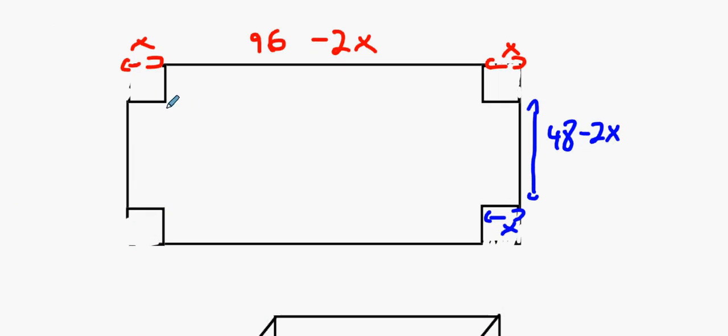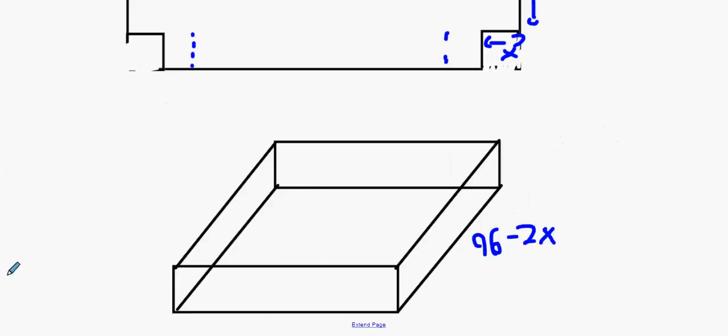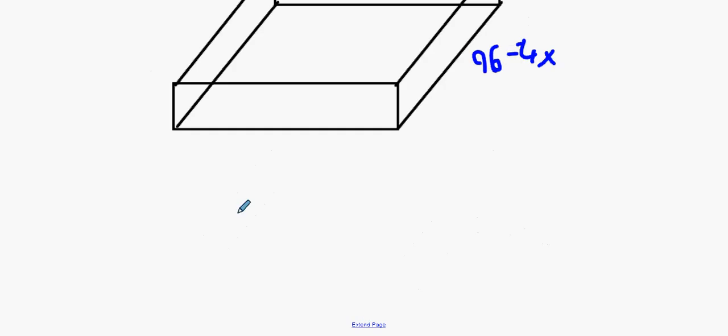So it's another fold again here. So that actually makes it an extra x on either one, which makes that 96 take away 4x. That what you got, Tom? Yeah. Right. So that's actually 96 take away 4x, which is very good. The width, lads. Yeah. And finally the height.